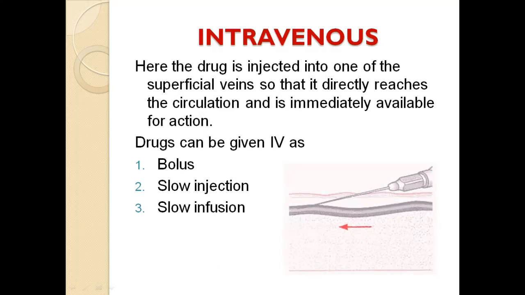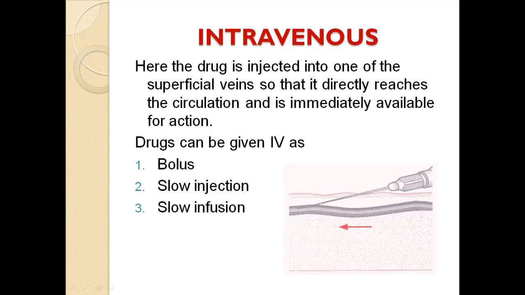In bolus, a large dose is given, for example, heparin, and the drug is dissolved in a suitable amount of the vehicle and injected slowly. So when you're giving, for example, an infusion, that is given in a bolus form. Next, slow injection. Here, it will take 15 to 20 minutes for the injection to go into the system.